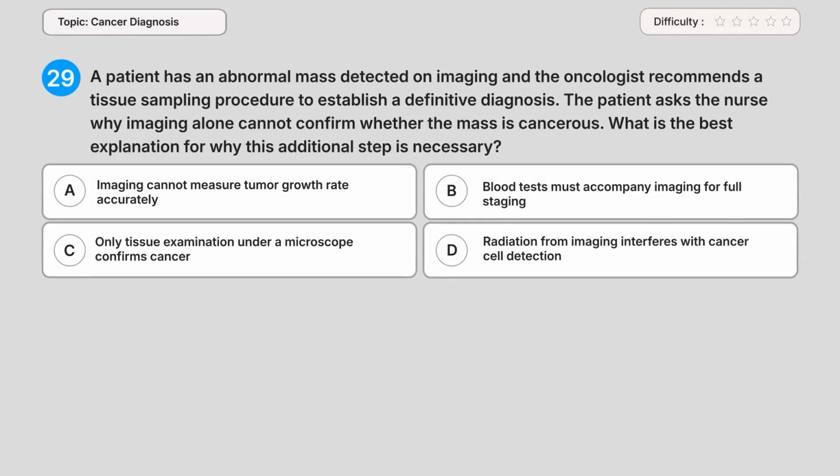29. A patient has an abnormal mass detected on imaging, and the oncologist recommends a tissue sampling procedure to establish a definitive diagnosis. The patient asks the nurse why imaging alone cannot confirm whether the mass is cancerous. What is the best explanation for why this additional step is necessary? A. Imaging cannot measure tumour growth rate accurately. B. Blood tests must accompany imaging for full staging. C. Only tissue examination under a microscope confirms cancer. D. Radiation from imaging interferes with cancer cell detection. Do you know the answer?